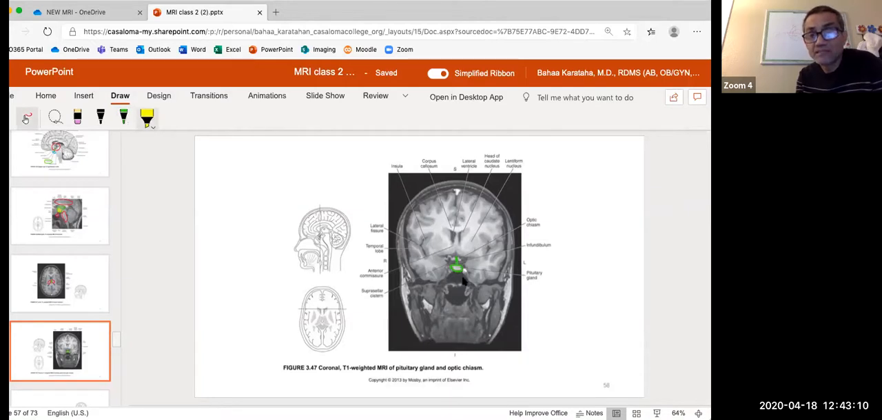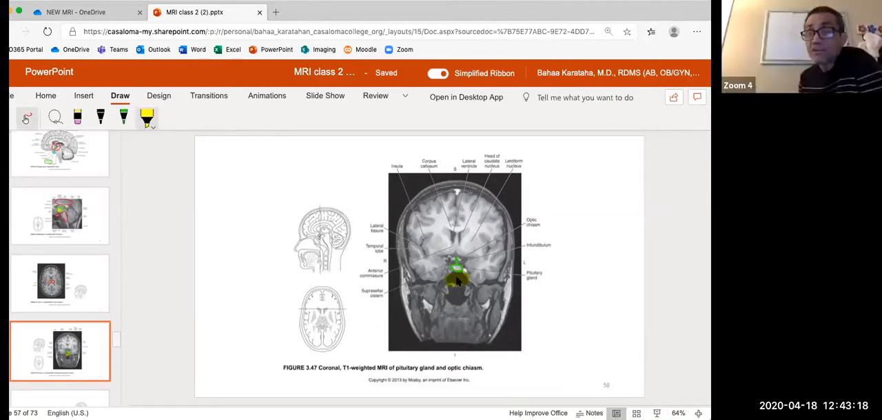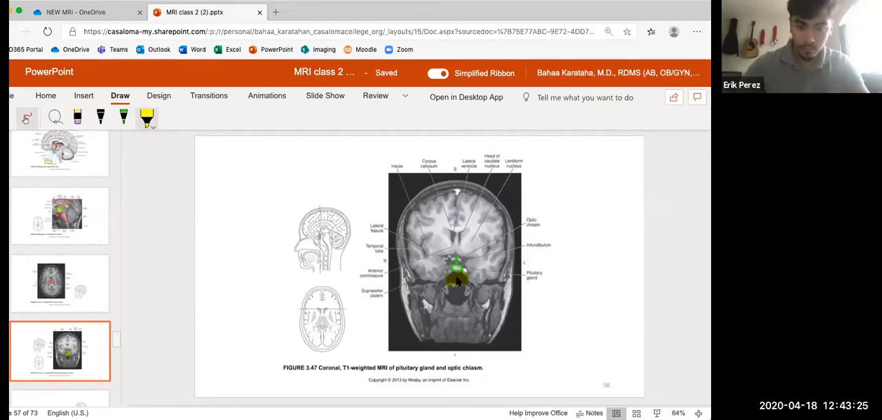Mr. James, do you know what this is? The one I highlighted in yellow. Something located just underneath, toward the inferior of your pituitary gland. Huh? It's not your pons, is it?